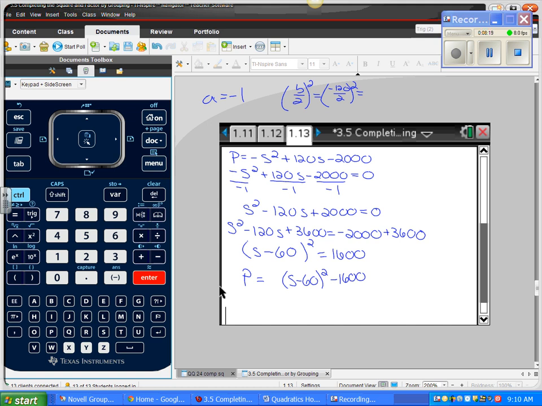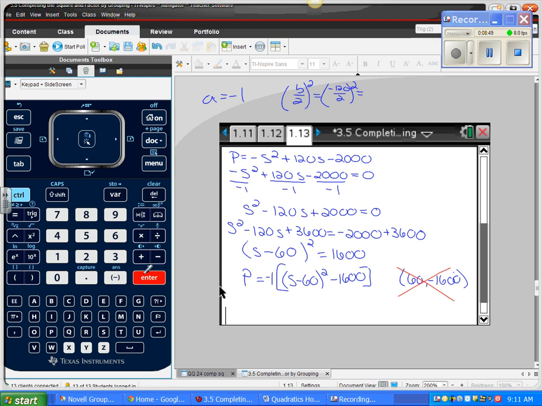Now, notice I left a little space, right? There's a reason for that. What was A? Negative 1. So what winds up happening here is we actually have to distribute this through by a negative 1, okay, by that A value. Because if you think about it, the vertex from this original would have been 60, negative 1,600. Can you have a profit of negative $1,600? No, so that doesn't even make sense, okay?